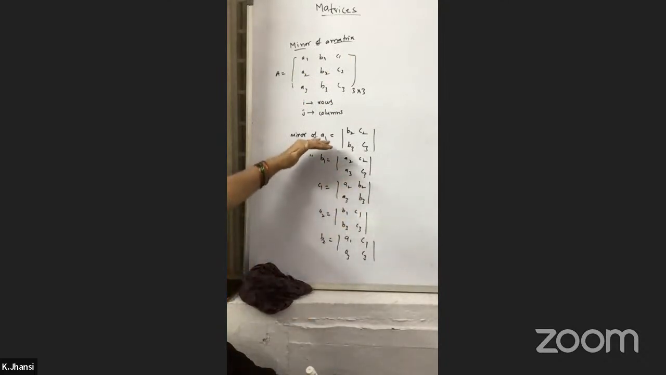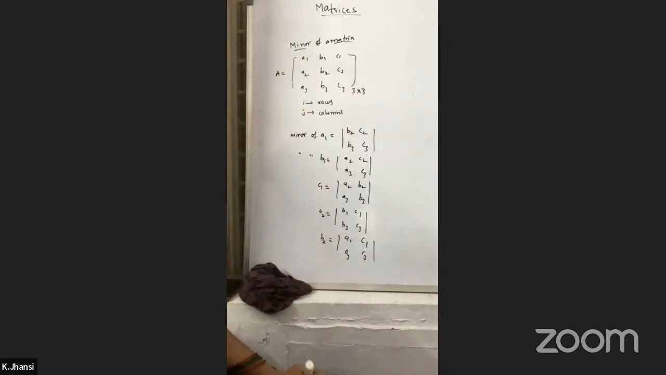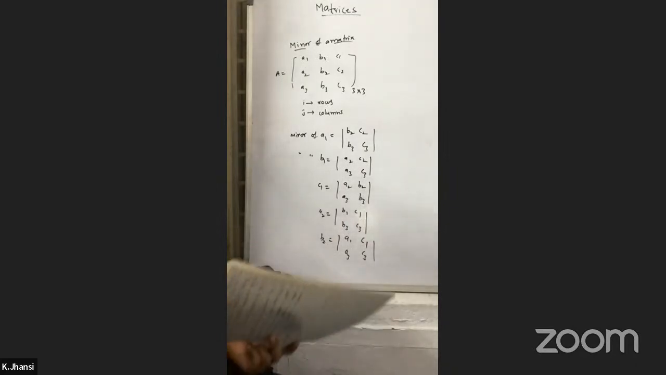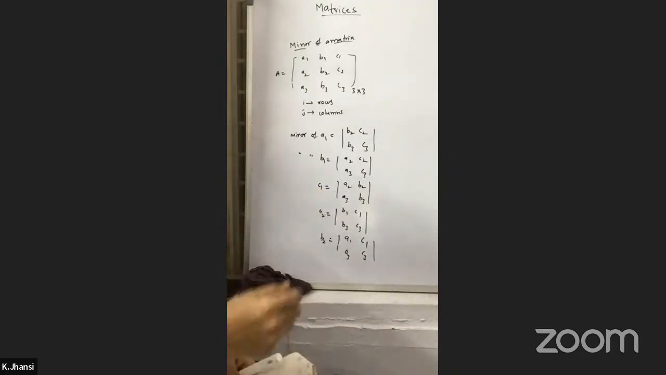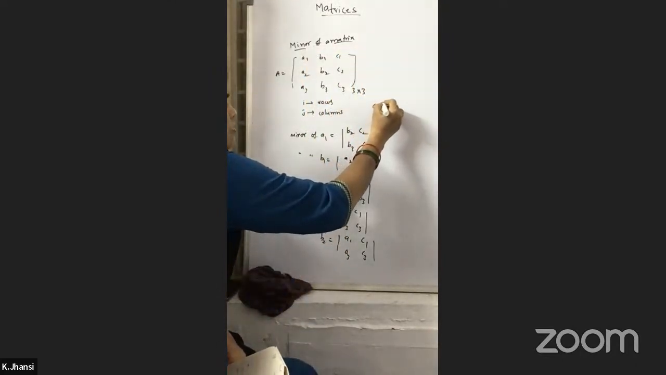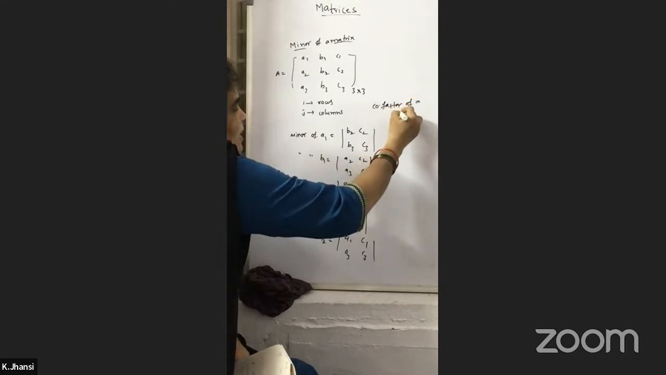Okay. So this minors concept is important for finding the determinant of a matrix and also the inverse of a matrix. Okay. So this is the concept of minor. For this only, we have the cofactor. Okay. Cofactor of a matrix.